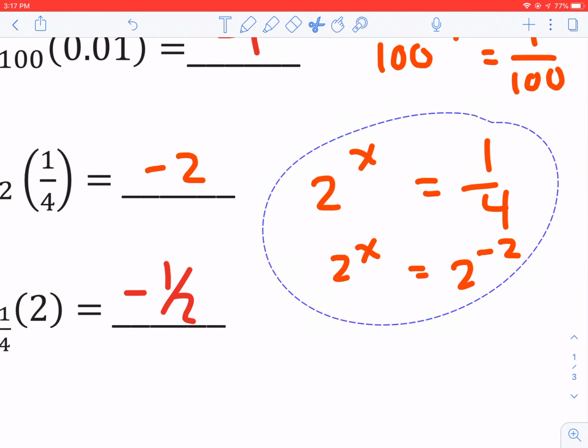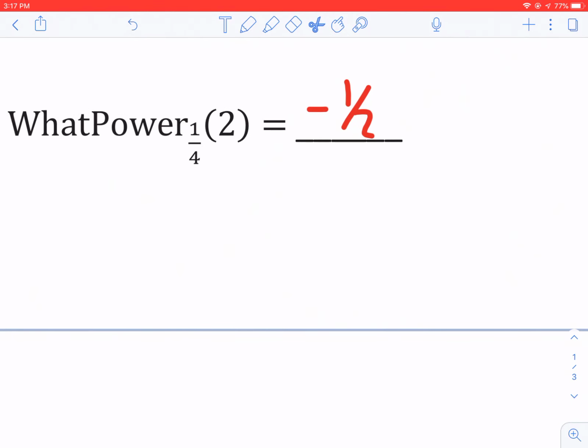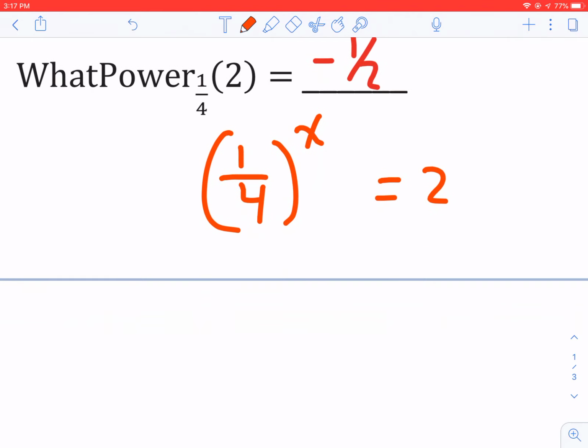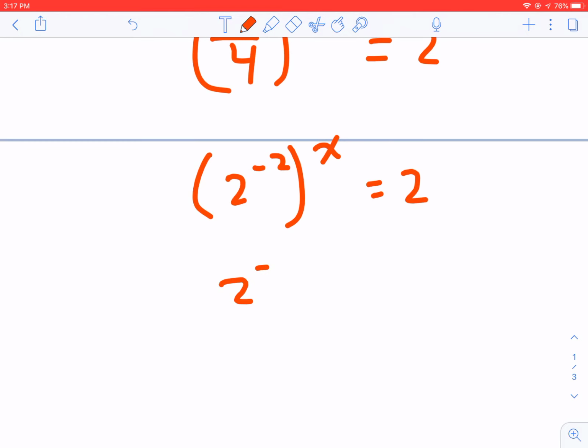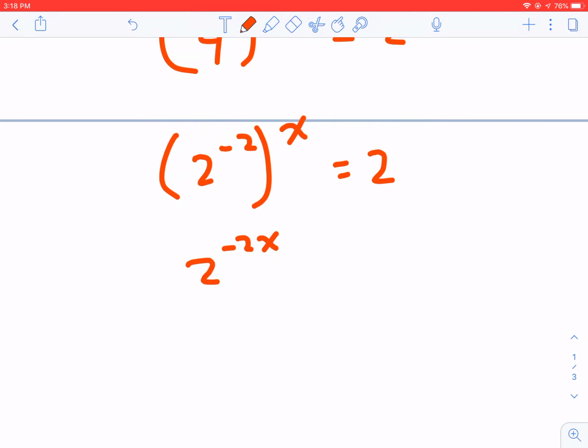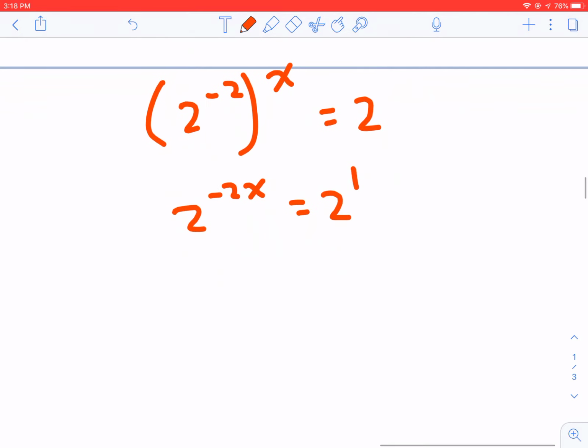And for this last one, we have 1/4 raised to the what power is equal to 2. We just said 1/4 was 2 to the -2. So I can make that 2 to the -2, to the x, is equal to 2. That's 2 to the -2x. Power to a power, we can multiply the exponents. Equals 2 to the first. -2x is equal to 1. x is -1/2.